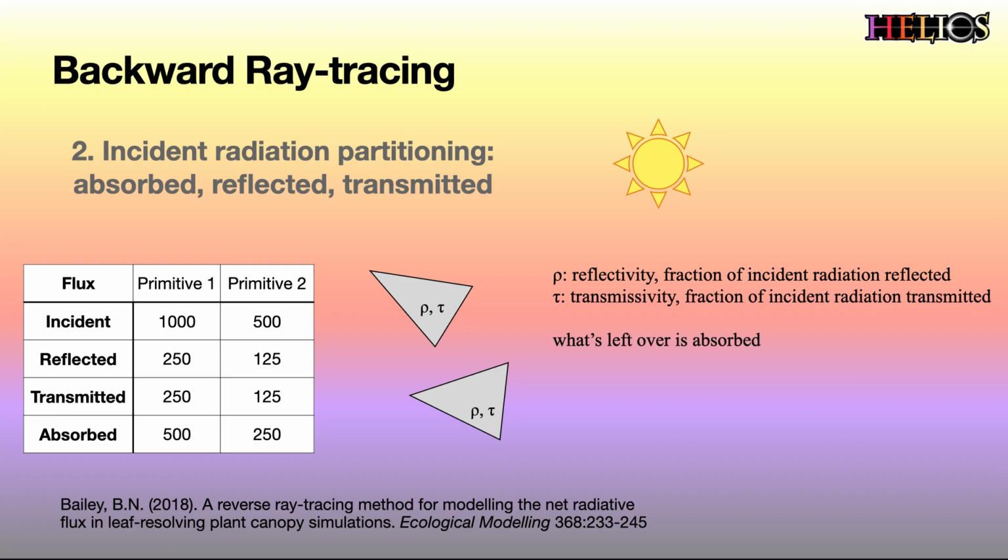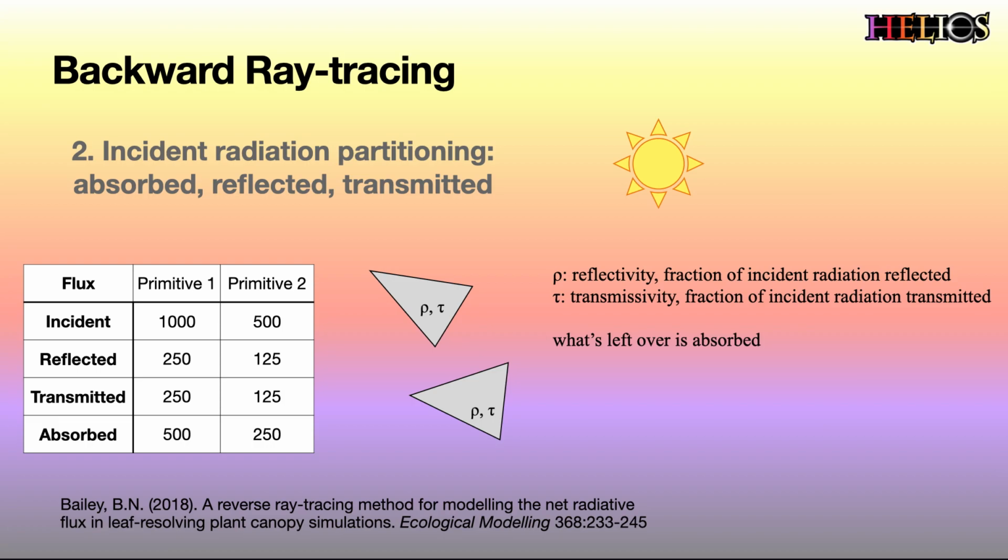So for primitive 1, we would have an incident of 1,000. So then 25% of that would be 250. So that could be our reflected. Same thing for transmitted. And then whatever's left over is what would be absorbed. So 500. You could apply the same thing to primitive 2.